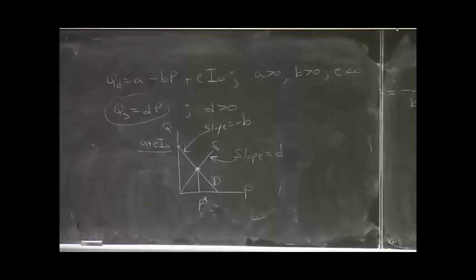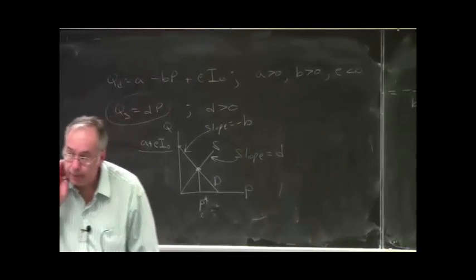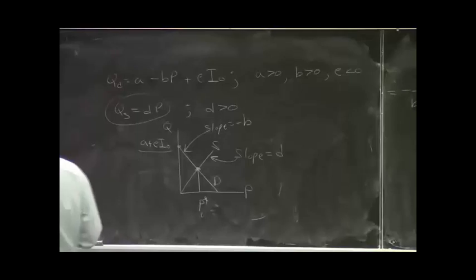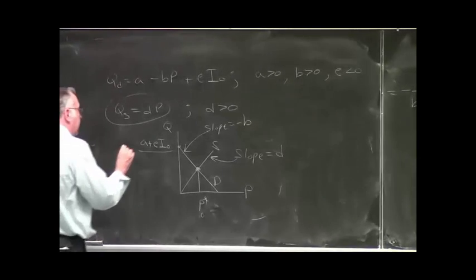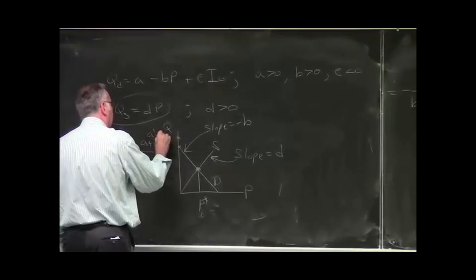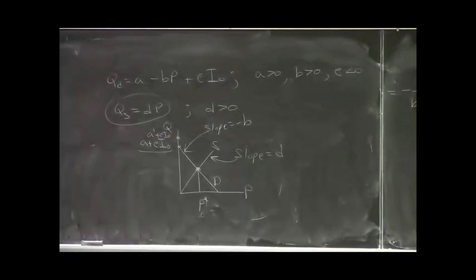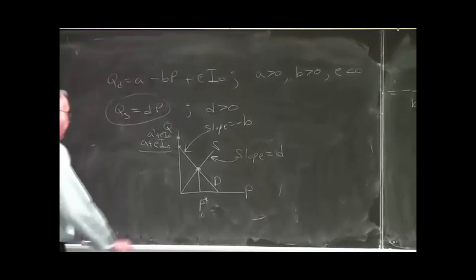If there's an increase in A, what would that do to the demand curve if A were to go up? What happens to the demand curve in this diagram? It shifts vertically upward. The intercept increases. And what about the slope? It's not changing because the slope is minus B. B stays the same, so the slope doesn't change, so it's a parallel shift upwards.